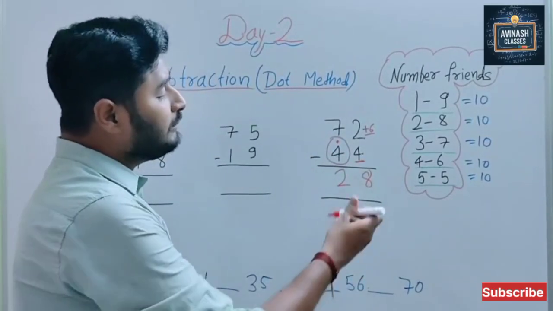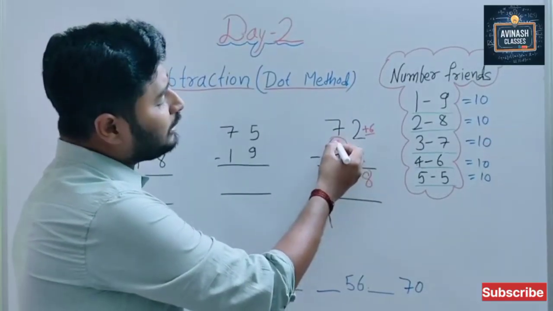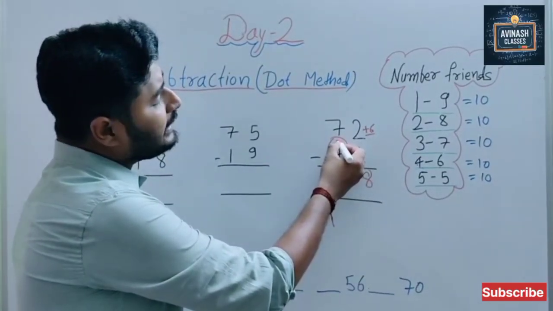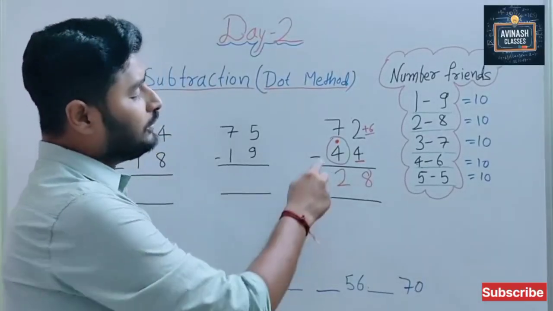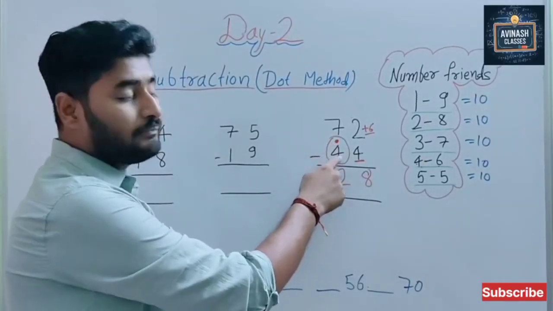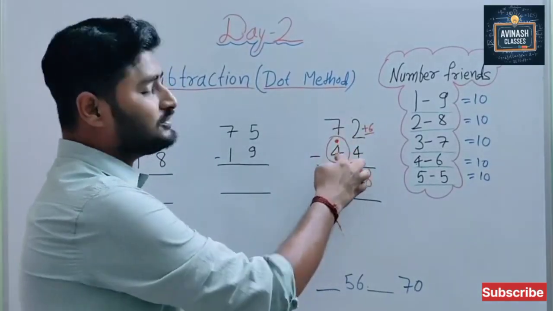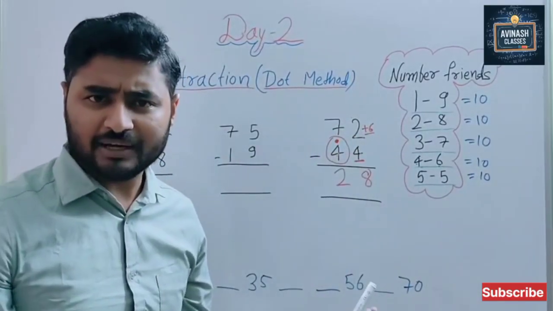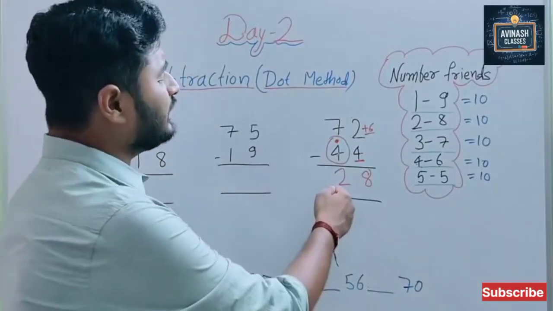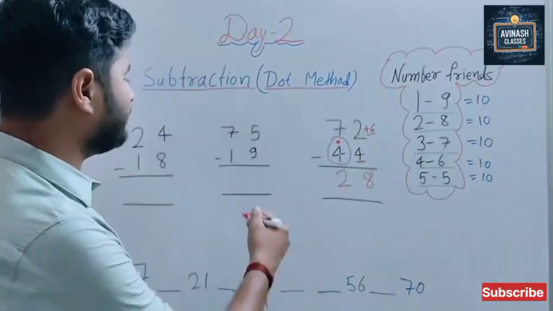And now we did friendship. So here what do we have to do? We put one dot here. So now here 4 and one dot. 4 plus 1 makes 5. Now 7 minus 5, it's very easy. That is possible, na? 7 minus 5 is 2. Now we check with another question.